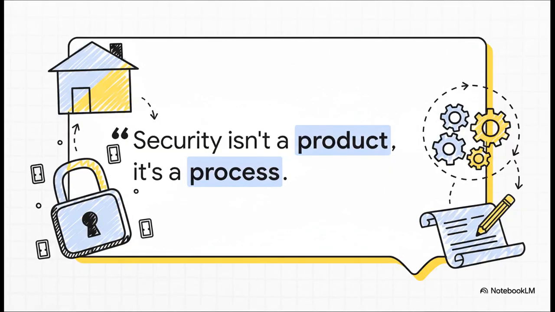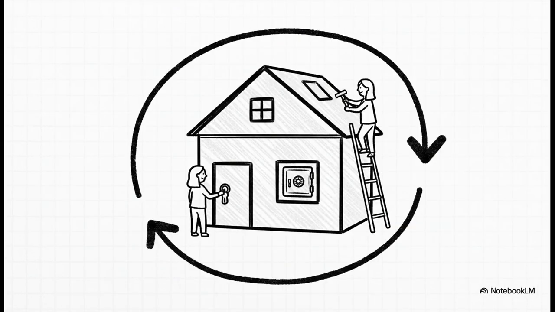So, after all this, what's the single most important thing to remember? It's captured perfectly in this quote. Security isn't a product, it's a process. You just can't buy a tool, set it up, and forget about it. That's not how it works. Real, effective security is a continuous, active process. And that really is what system hardening is all about.